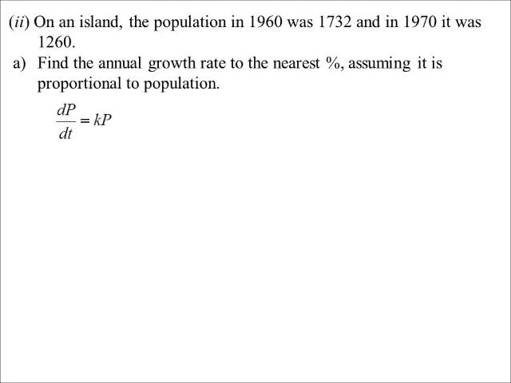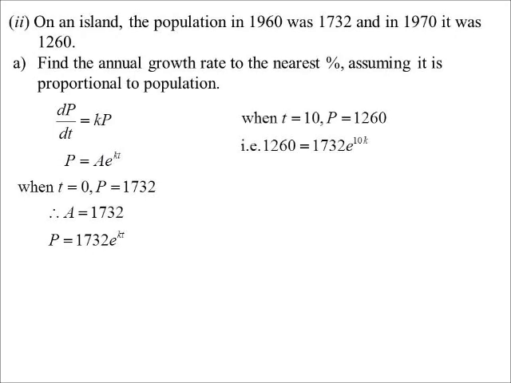So, okay, we can assume dP/dT is equal to some constant times P. And we know the solution to that magically becomes P equals Ae to the kt. They've told me the initial population, so formally I could work it out. When T equals 0, P turns out to be 1732, so therefore A is 1732. So I have 1732 e to the kt. But they've also told me that after 10 years, the population is now 1,260. So we just got this exponential equation to solve. 1,260 is 1,732 e to the 10k.